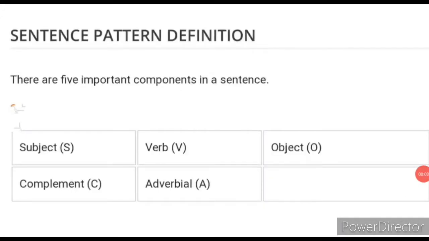Children, it's time for recapitulation. Now once again we'll revise what is sentence pattern and what are the basic components of sentence pattern. I told you we have 5 basic components of sentence pattern: subject S, verb V, object O, complement C, adverbial A. Children, if you want to know the subject, you have to put the question who. To get the subject, ask the question who before the verb. It consists of a noun or pronoun and occurs before a verb. For example, Nancy danced well. Who danced well? Nancy. So you are getting the answer Nancy, and that is the subject.